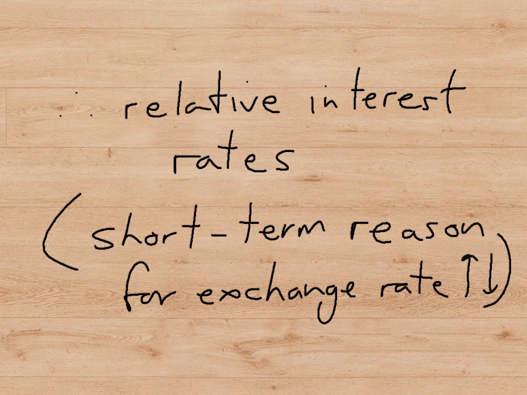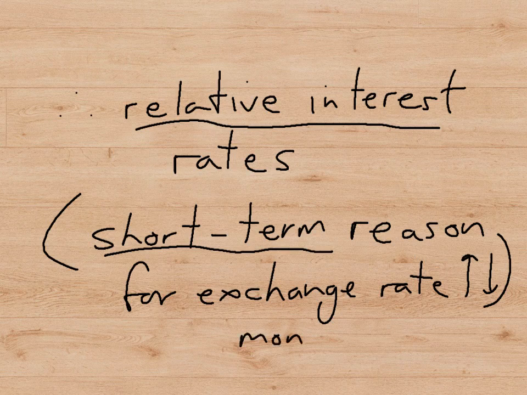So this is one thing that changes the exchange rate. It's the relative interest rate between one economy and another. This is in fact a short-term reason for exchange rates going up, because relative interest rates change usually over a period of months. So this is relatively short-term.